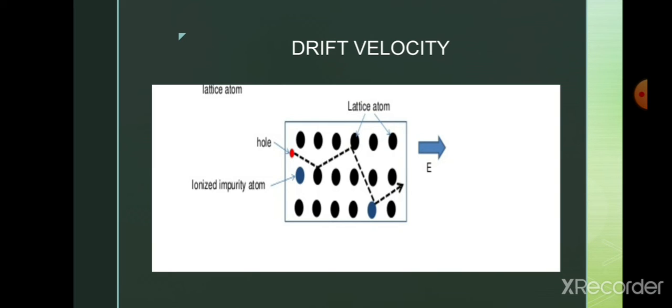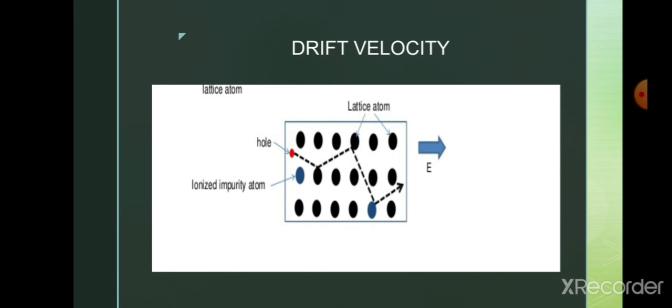The average distance between collisions is called the mean free path. The average time between collisions is called the mean free time, given by tau c. A typical value for the mean free path is 10 to the power of minus 5 centimeter, and tau c is about 1 picosecond, that is of the order of 10 to the power of minus 12 seconds.